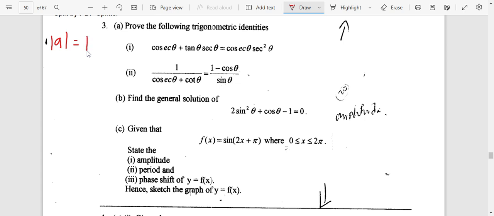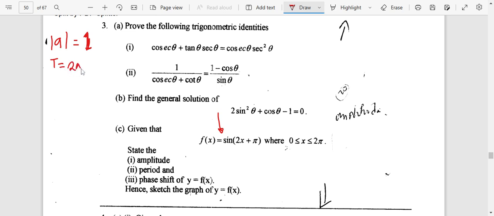We can say the number in front of the sine is what? What is the number in front of sine here? 1. So that is basically the amplitude. So if it was negative, you find its absolute value, which still gives you a positive value. And then the next one, we want to find the period.